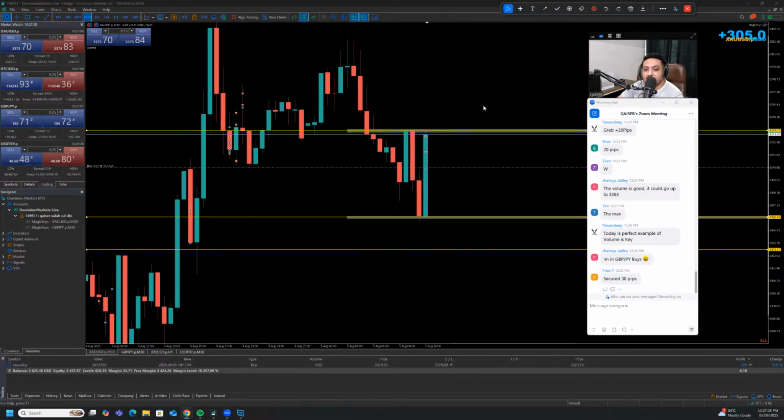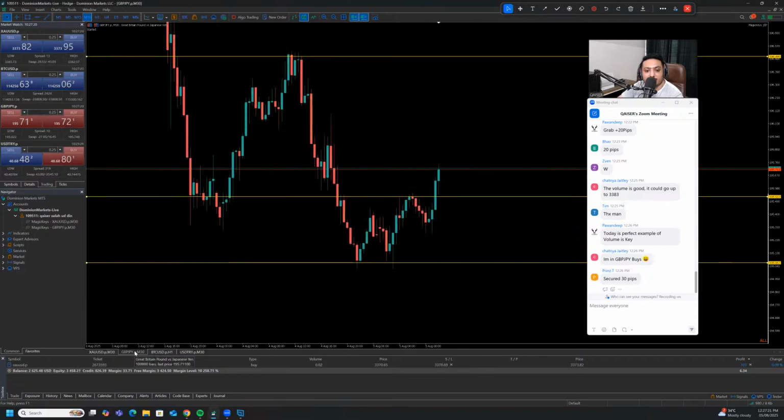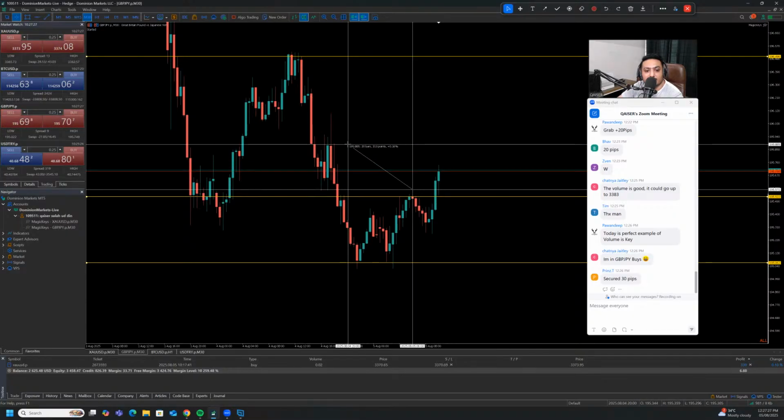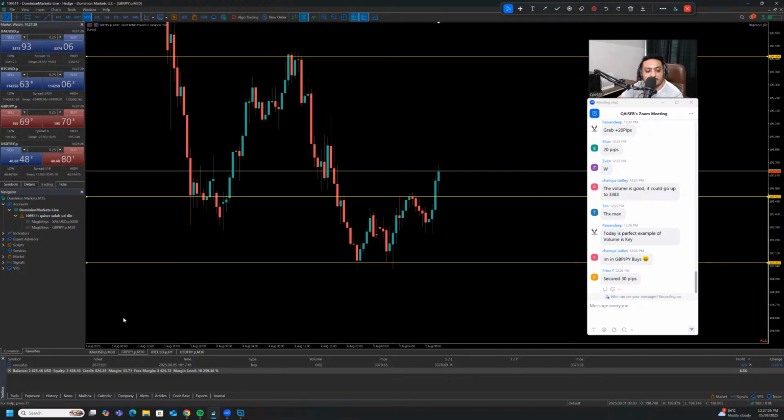How much time is left? 3 minutes left for this 30-minute candle to close. I am in GBP JPY buys. Wow, let's look at this one. GBP JPY buys. Wow, the candle broke above this area, and you took a buy here to fill this range. Very nicely done.